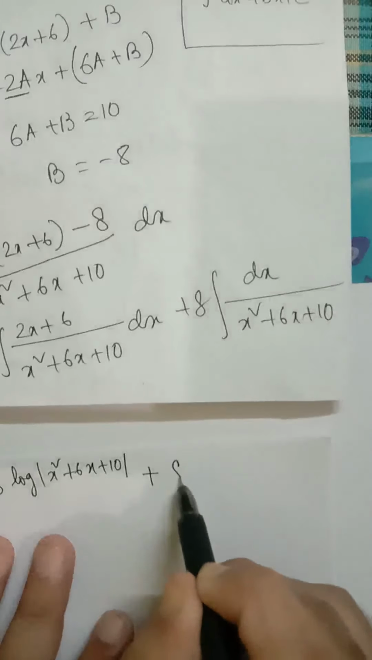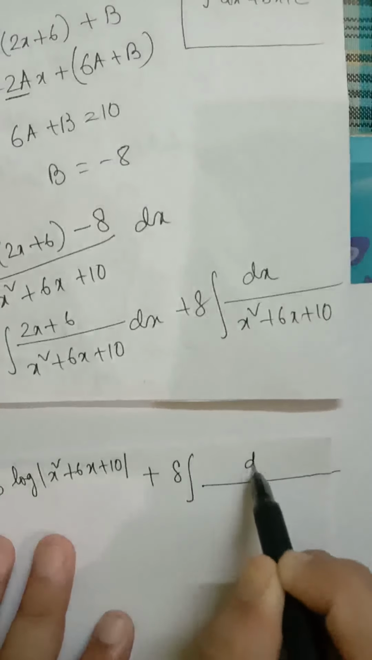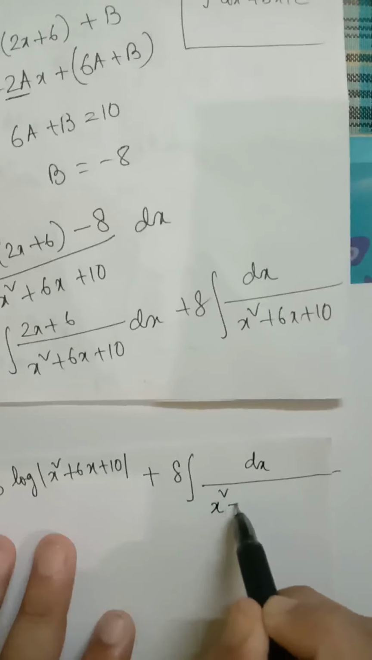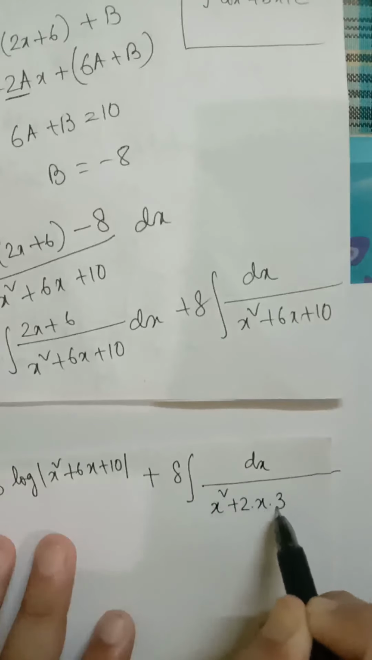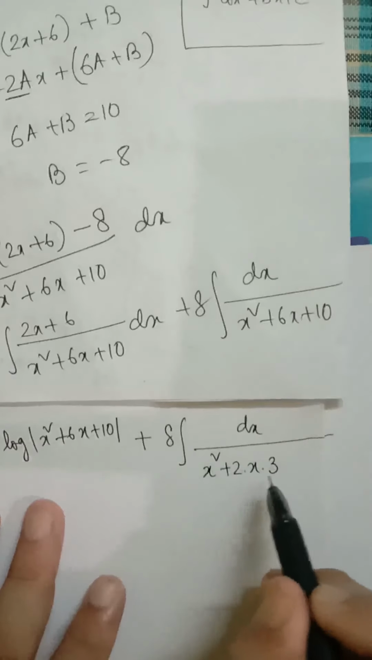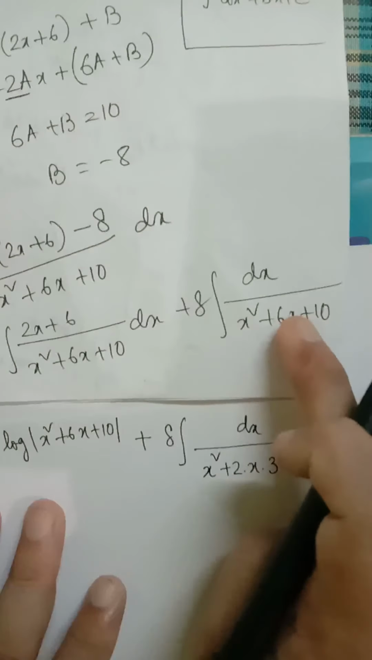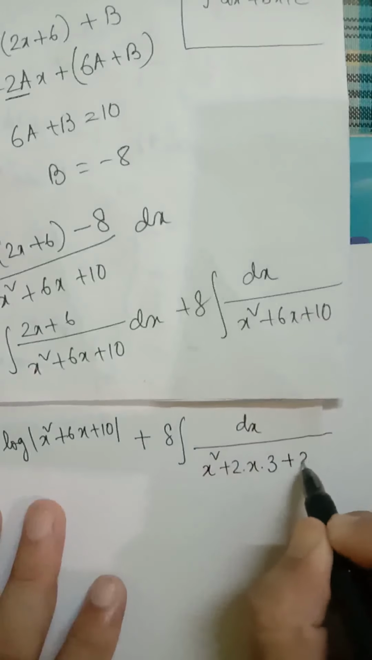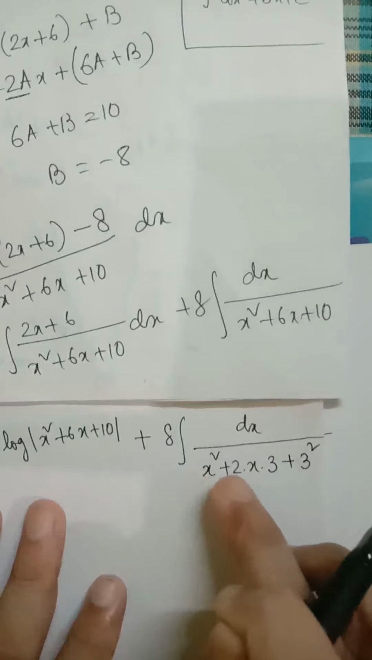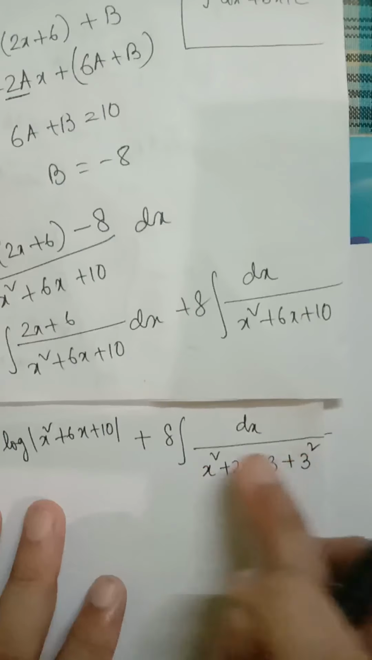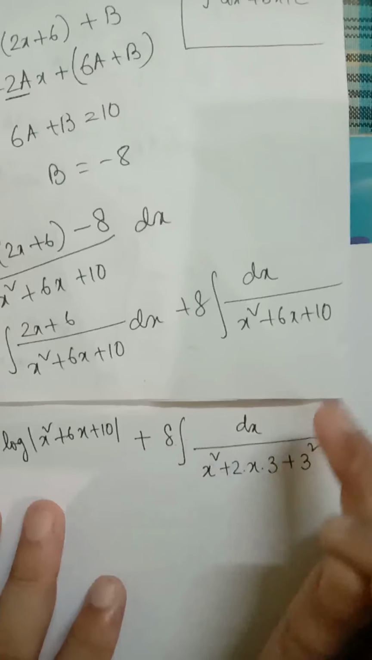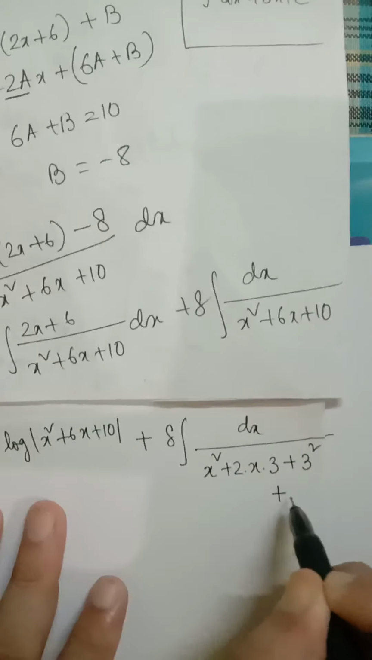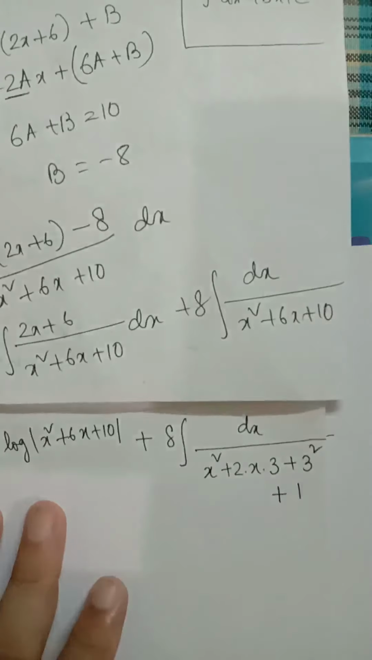8 into, now what we have to do, we have to express this in whole square form. So we'll write it this way: x square plus 2 into x into 3. If we write 2 into x into 3, we'll get 6x. Now this is of the form a square plus 2ab. If we add 3 square with this, it will be a square plus 2ab plus b square, so it will be in the form (a plus b) whole square. Now the constant term is 10 and I have written 3 square, 9, so you have to add 1 with this. 9 plus 1 is 10.